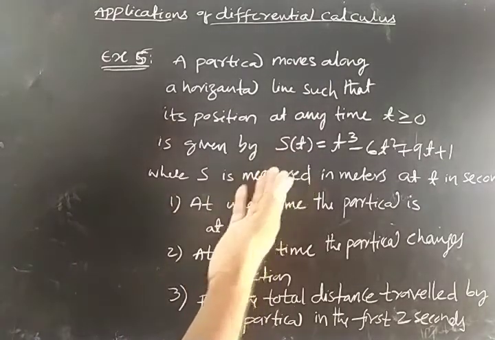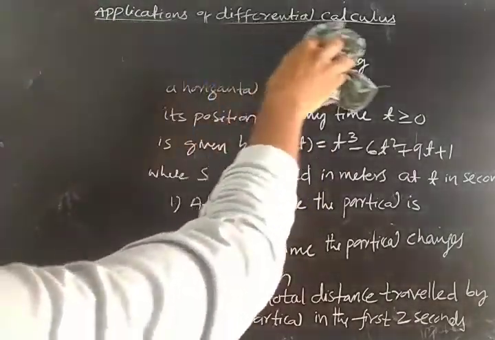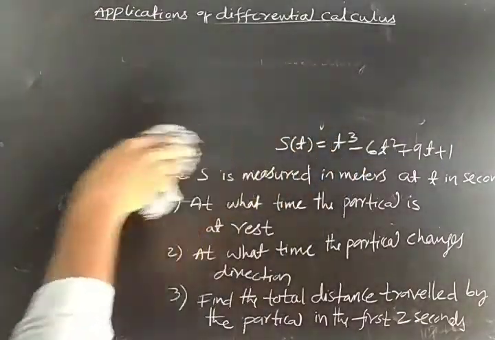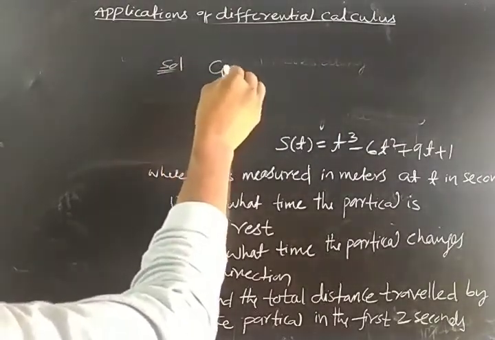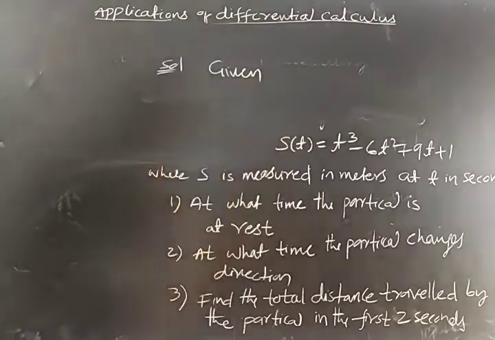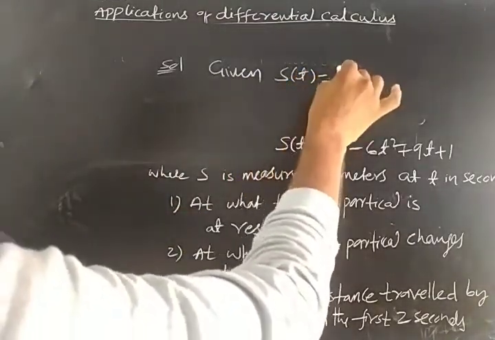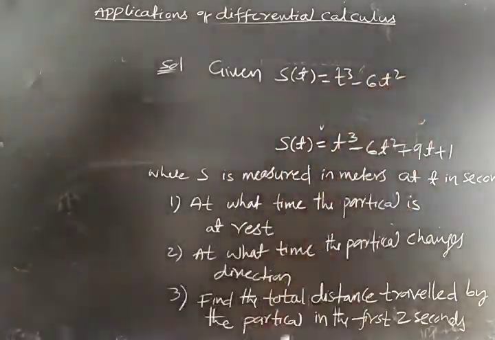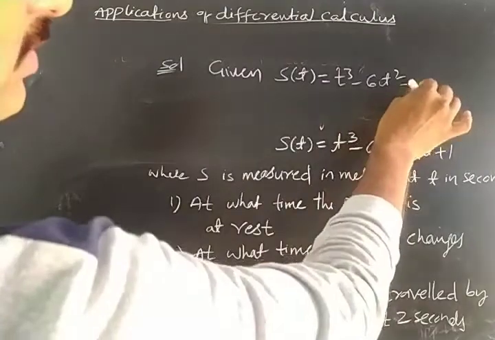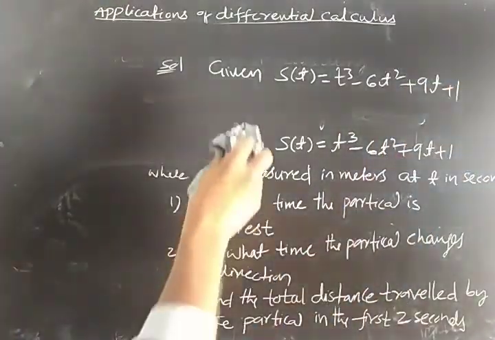The given relation between displacement and time is there. I am going to solve this. What is given? s of t equals t cube minus 6t square plus 9t plus 1. Okay, so this is displacement.